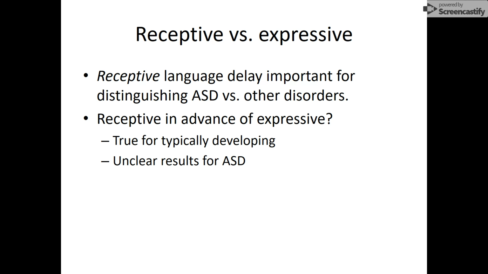And we may also see a difference in how receptive versus expressive language develops for children with ASD compared to their typically developing peers. So for instance, we know that in typical development, there's an advantage for receptive language over expressive language. So we see receptive language developing more rapidly and is typically stronger than expressive language for typically developing kids. That's not always true for children who end up with a diagnosis of ASD, and the results of that are really unclear at this point.